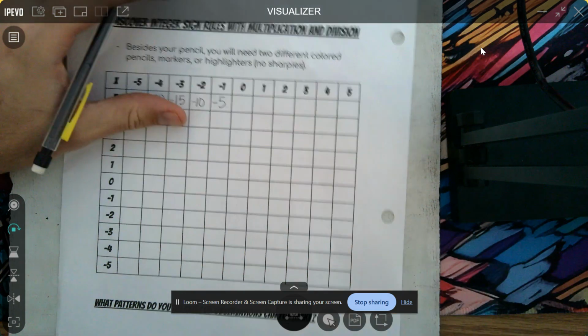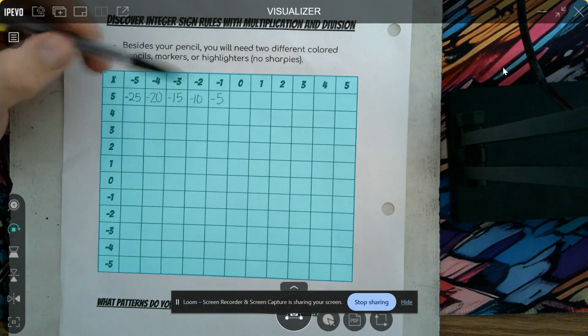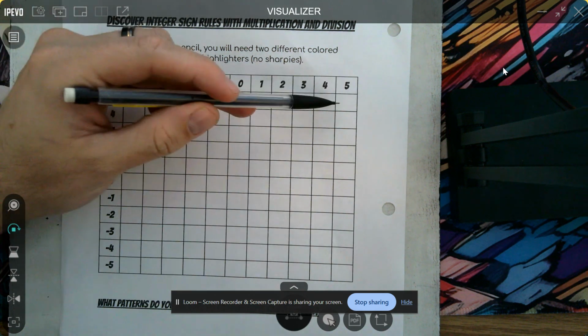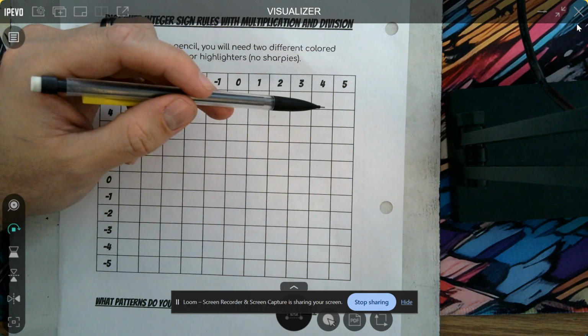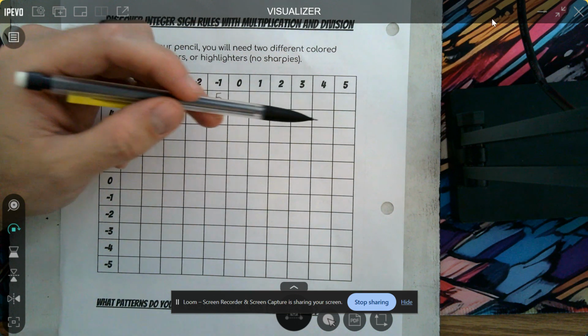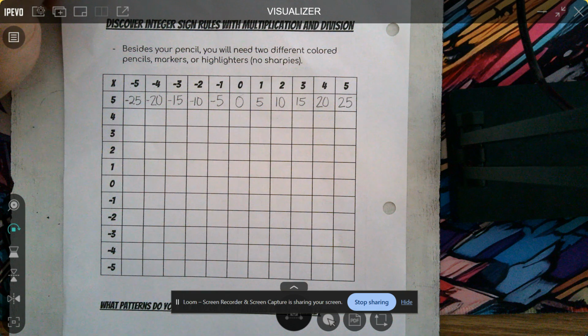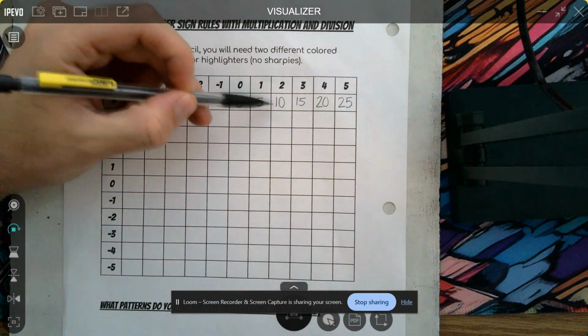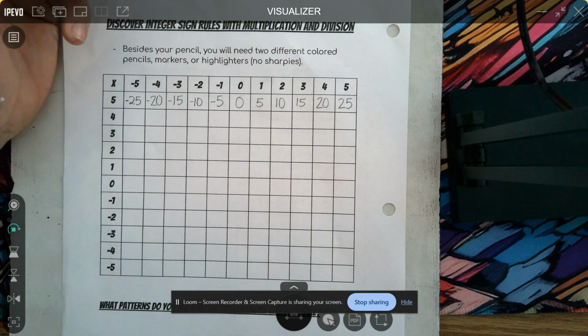Okay, I'm going to pause the video and see if you can fill in the right side of this table, the right side of this line here. Okay, go ahead and do that now. All right, good. So you should have gotten 0, 5, 10, 15, 20, and 25. You're just counting by fives. So we should be able to do the rest of this pretty quickly.